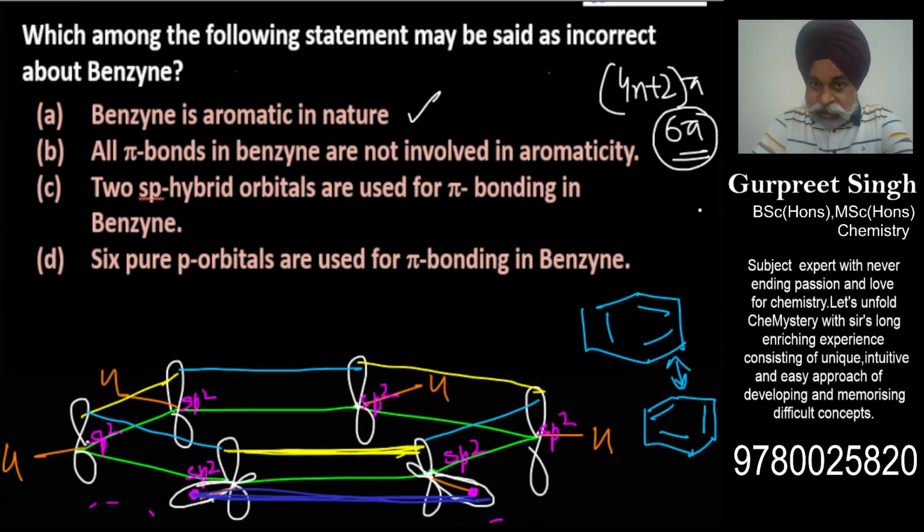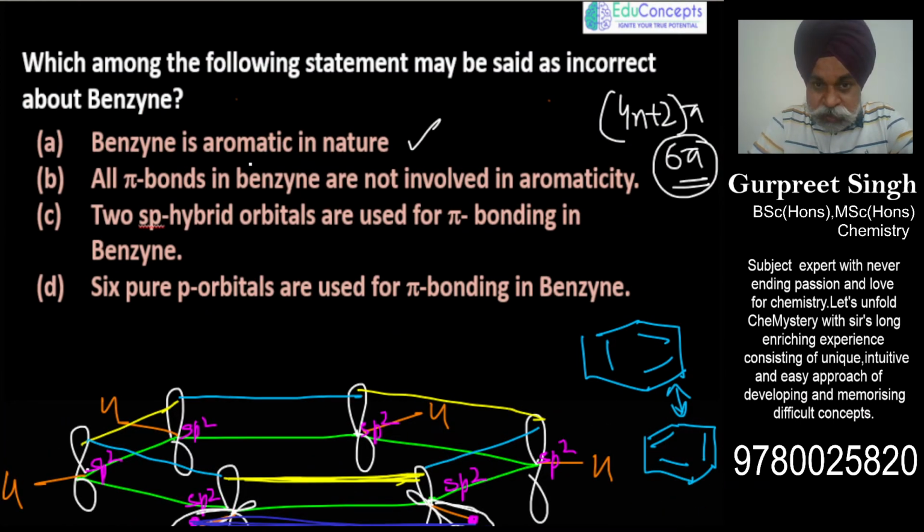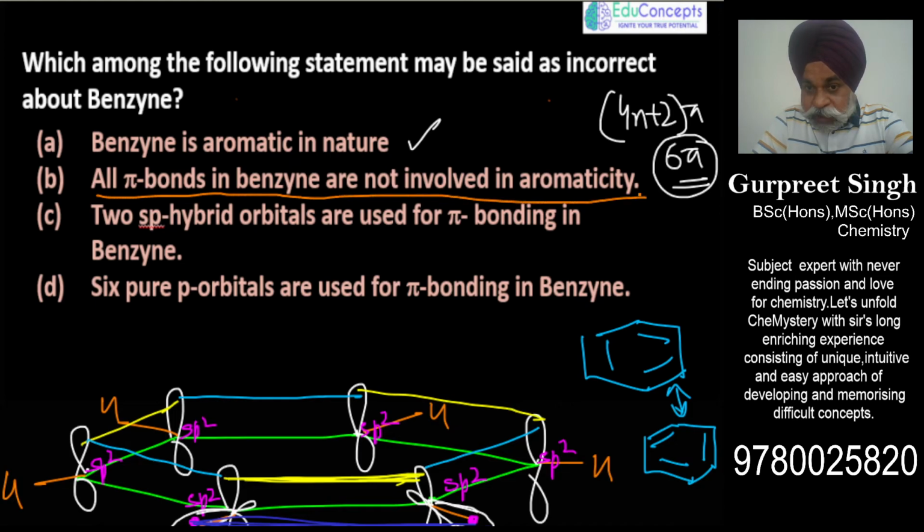And I will pass one more example in this context where the lone pair or the electron density is not involved in the resonance or in the aromaticity. I will take one more example. All the pi bonds, let's first finish the question. All pi bonds in benzyne are not involved in aromaticity. You should be very cautious and critical about reading the statement. Not involved. This, in a way, is a right statement, isn't it?